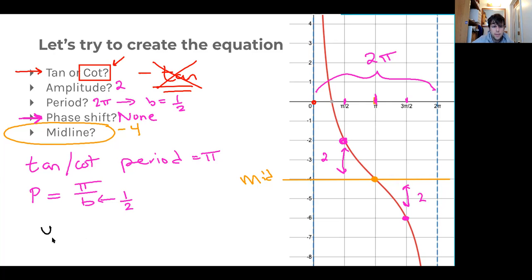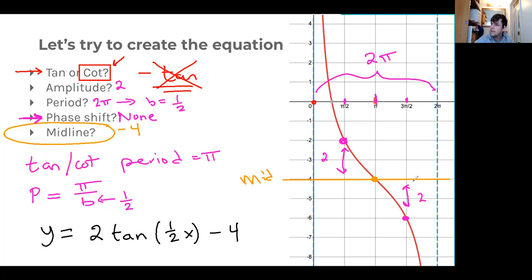Let's just try to write it anyway. So amplitude is 2. Tangent. We said the b value is a half, so 1/2 x. And then our midline was down at -4, so -4. There we go. That's the equation. A was for amplitude, b multiplied directly with the x is for how our period changed. It was stretched out a little bit, so we need that fractional value there of a half. And then midline, our graph was shifted down 4 units.